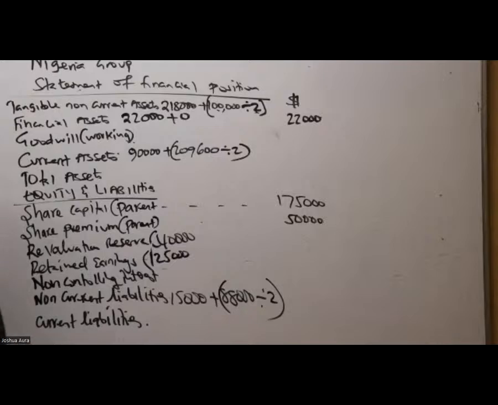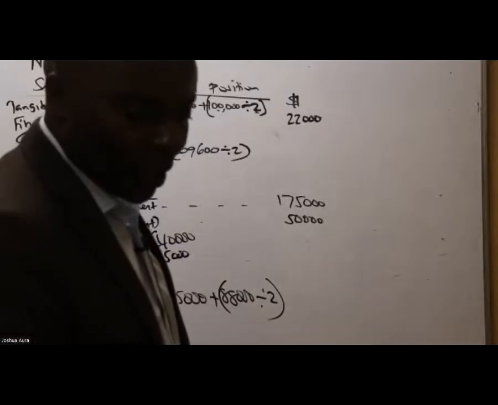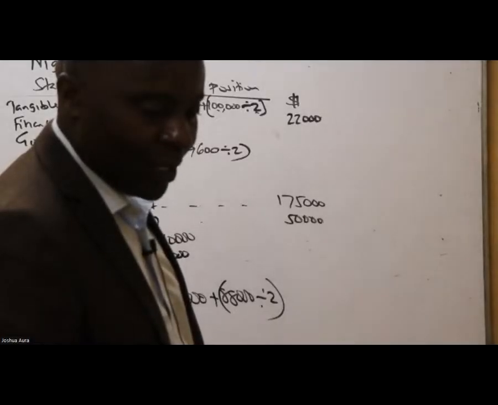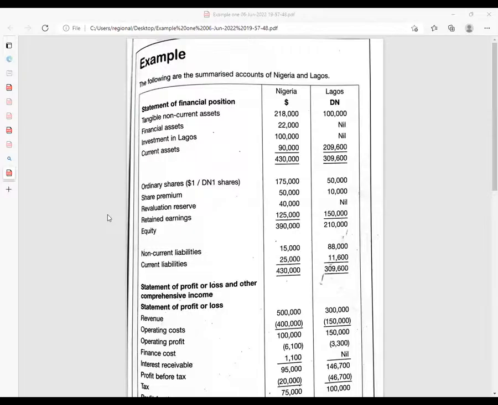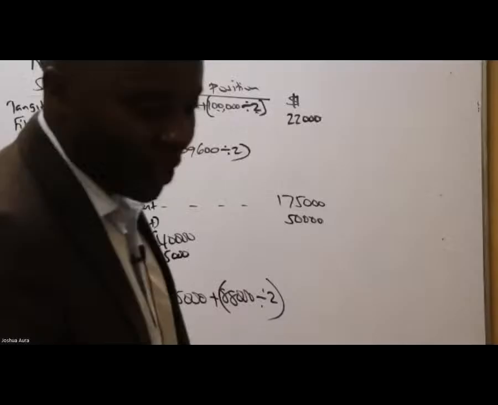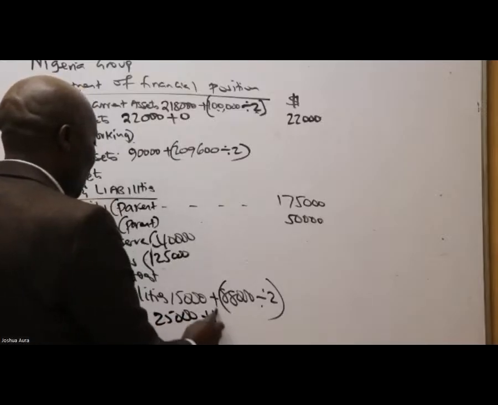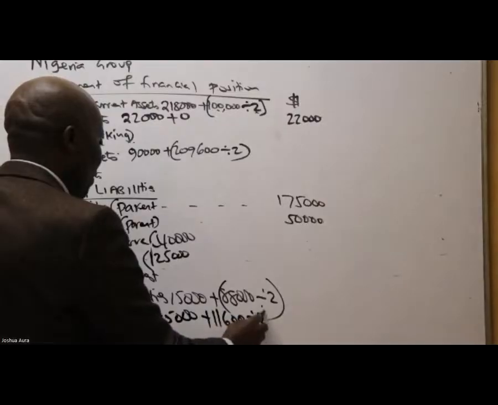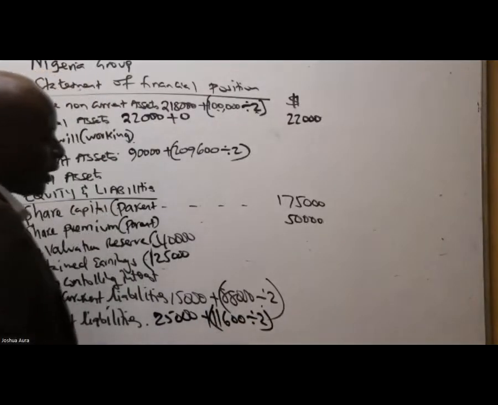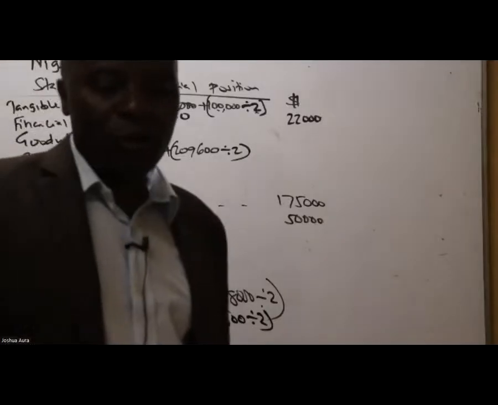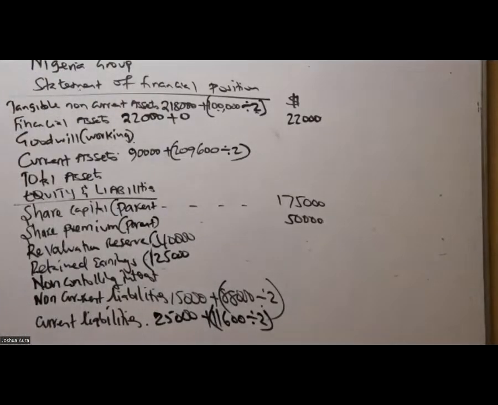So go straight away to the current liabilities. Under current liabilities, I can see 25,000 plus 11,600. For purpose of having the same currency, this one has to be retranslated at the closing rate. Ladies and gentlemen, after you do that, what will be the next thing to be done? Listen to me very well. Now we embark on the workings.